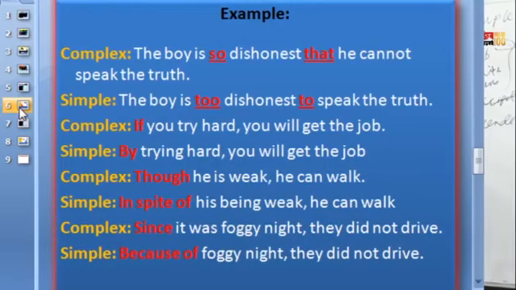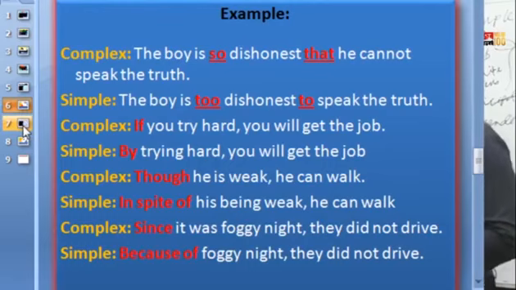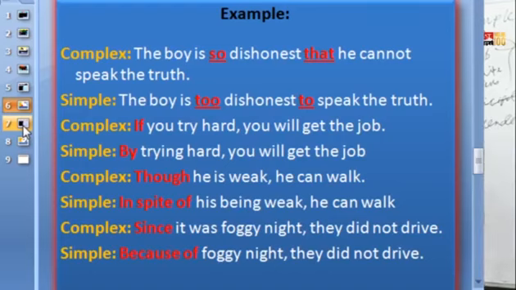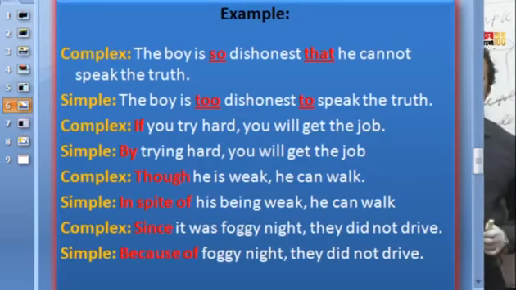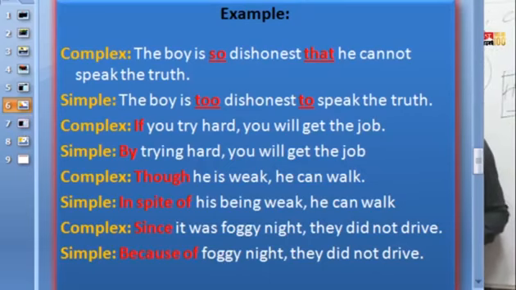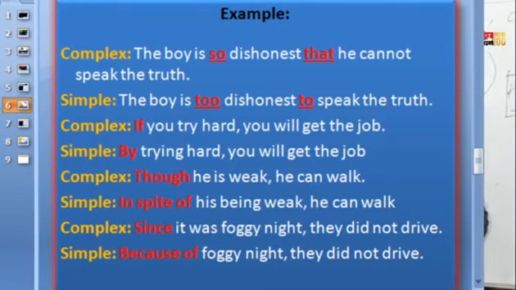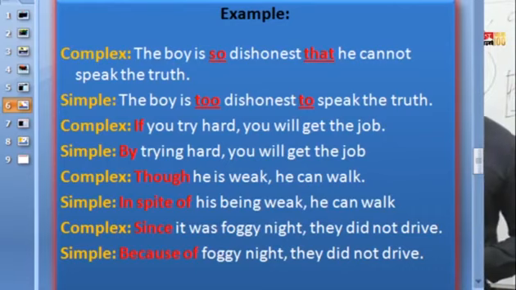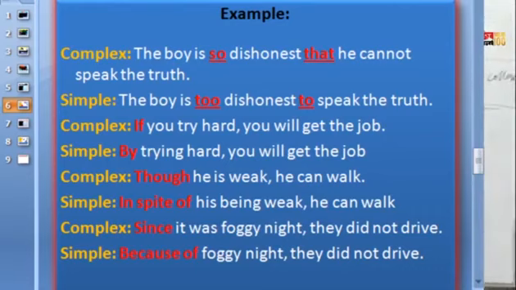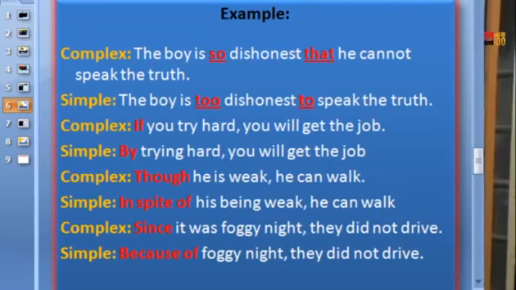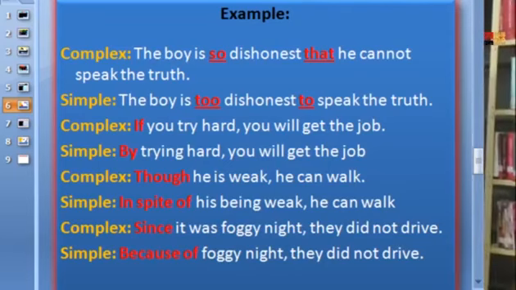The boy is so dishonest that he cannot speak the truth. Actually, here you may notice this is the structure so dot that. You have to, of course, accept some fundamental rules. That means if you find any sentence adding so dot that, of course you have to use "too" for making a simple sentence. This is a fundamental rule. So you have to memorize the fundamental rules. I will provide you everything manually.